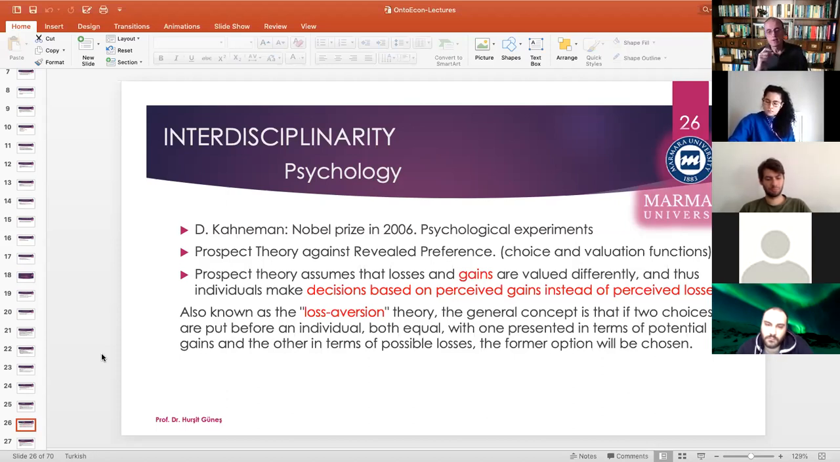Also known as the loss aversion theory, the general concept is that if two choices are put before an individual, both equal, I gave you both equal examples anyway, one presented in terms of potential gains and the other in terms of potential losses, the former option will be chosen.